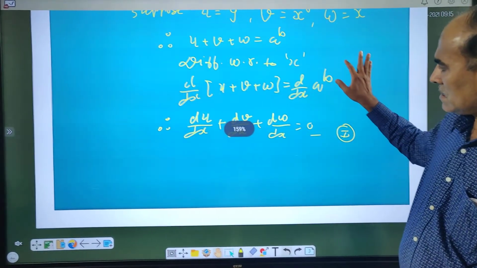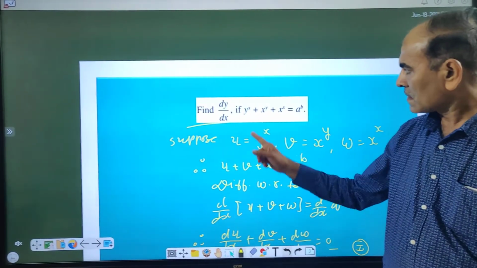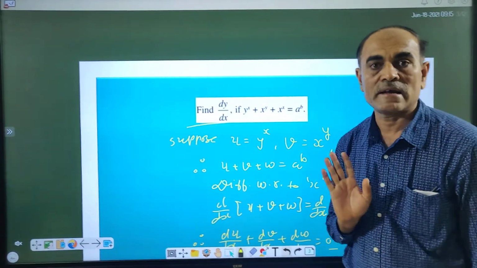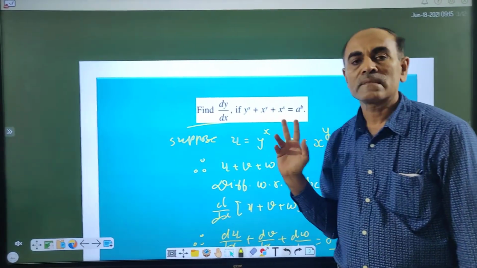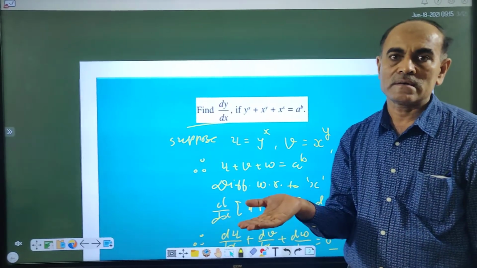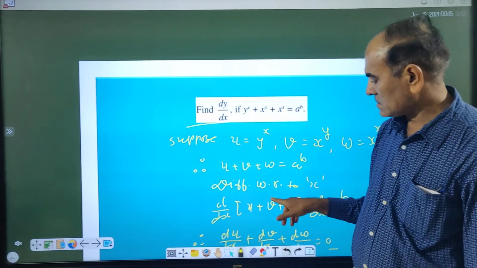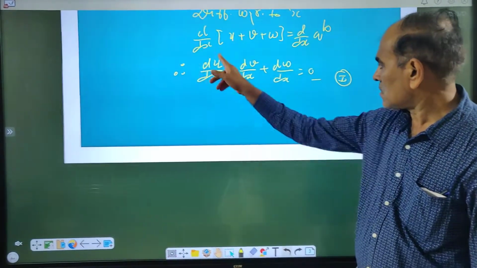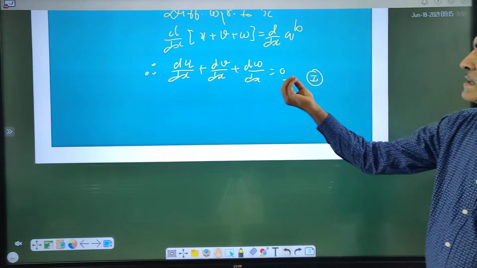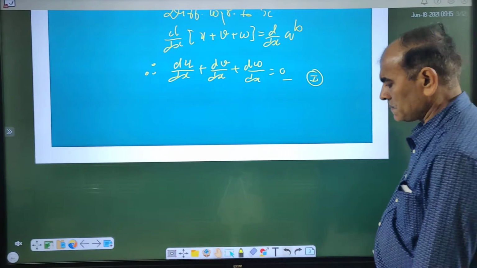See, here it is given in this form: y raised to x, x raised to y plus x raised to x. We can't take log directly because it is given in addition form. And last time I already told you, there is no rule for log of x plus y. This is the reason we have to suppose u, v, w. Okay? Now differentiate one by one. Find out du by dx, dv by dx, dw by dx. Substitute here and make dy by dx the subject.